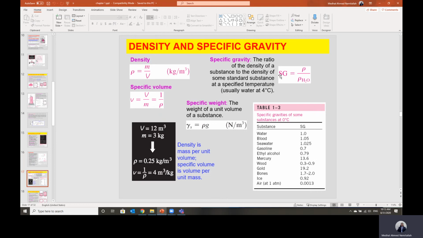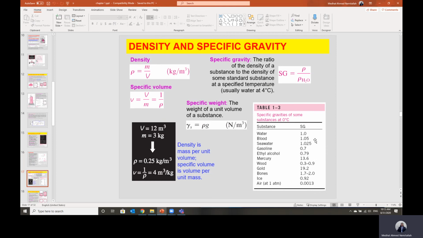It is a measure of the density of the fluid with respect to the density of water. So specific gravity is the ratio of density of fluid at any condition to the density of water at 4 degrees C. The density of water at 4 degrees C is almost about 1,000. So you have to keep this value in mind.